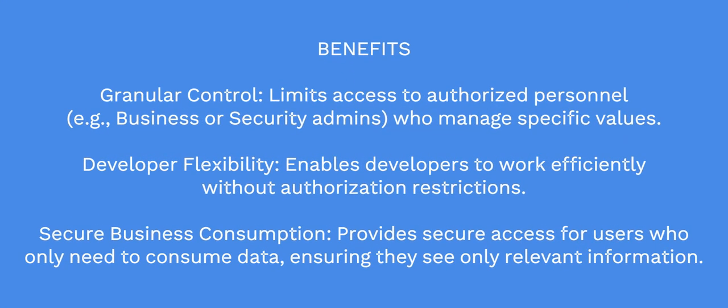Benefits. Granular control limits access to authorized personnel, for example business or security admins, who manage specific values. Developer flexibility enables developers to work efficiently without authorization restrictions. Secure business consumption provides secure access for users who only need to consume data, ensuring they see only relevant information.